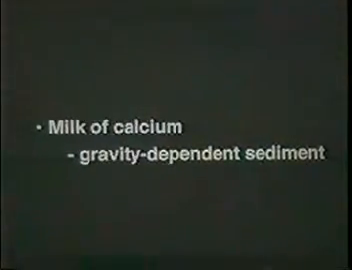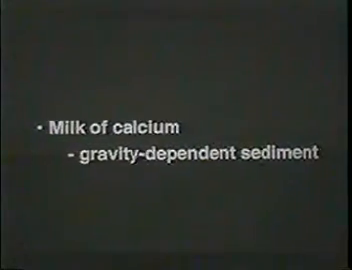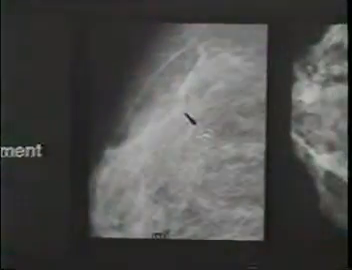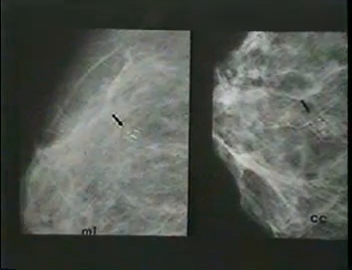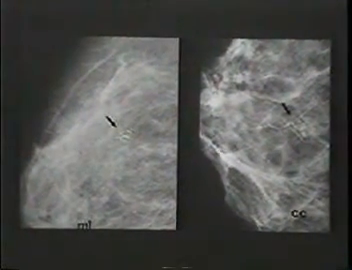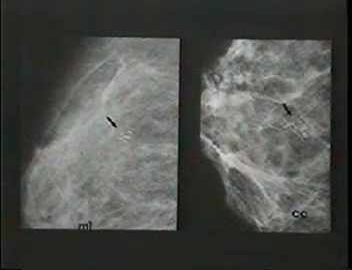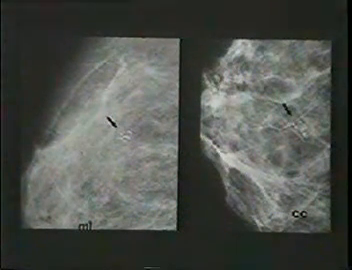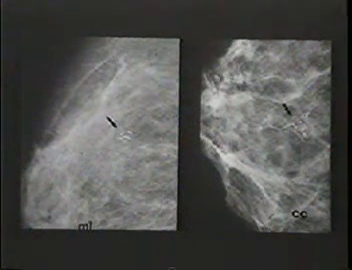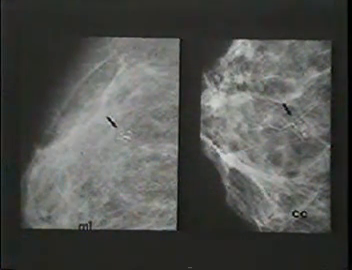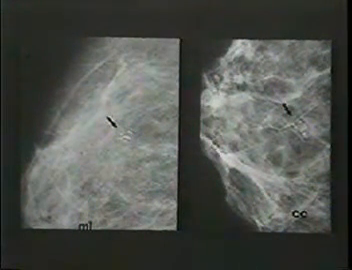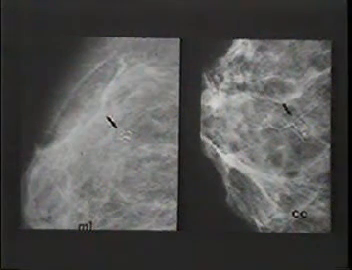Milk of calcium, another typically benign type of calcification. Again, these calcifications are in the acini, in tiny cysts within the breast, which come from the acini, dilated because of excess fluid production, and the calcifications in them tend to float, so that on the craniocaudal projection, they look round and amorphous, and on the mediolateral or 90-degree lateral projection, they layer. This kind of sediment is classic for milk of calcium, and these do not need to be biopsied.